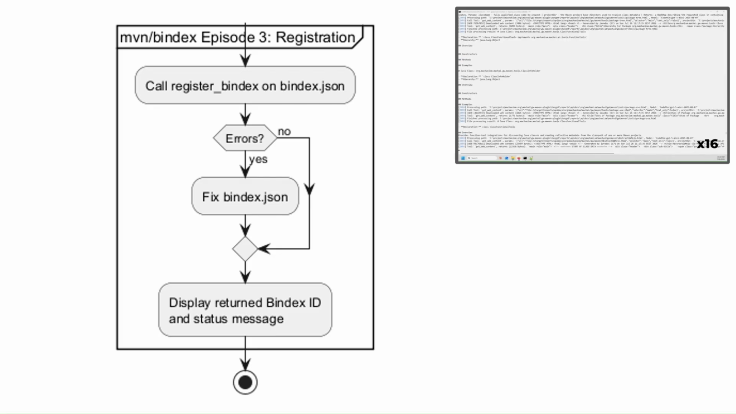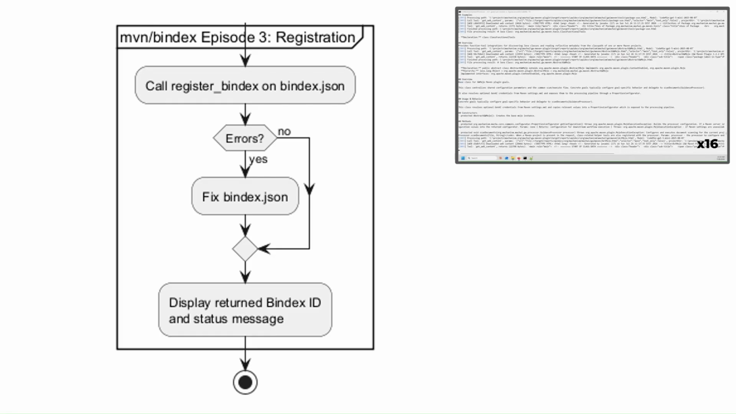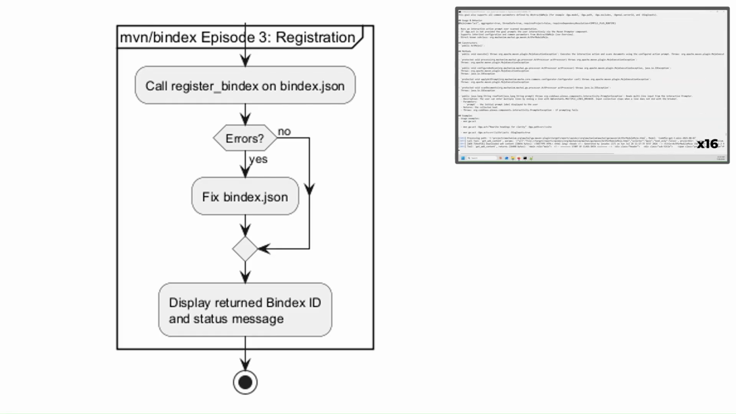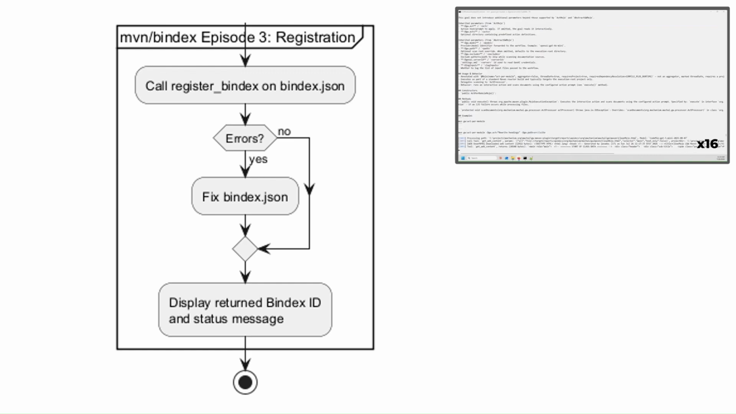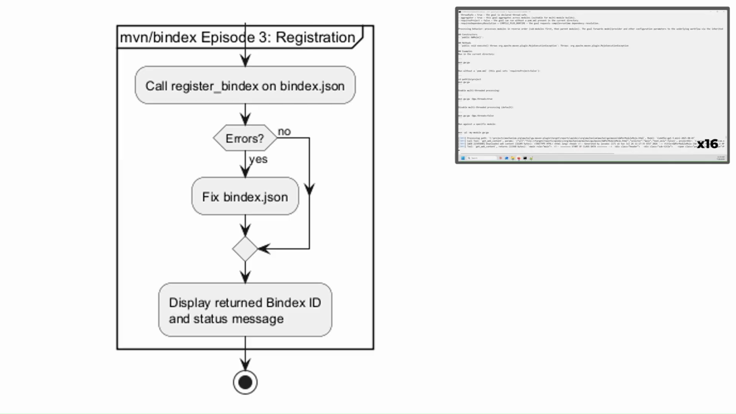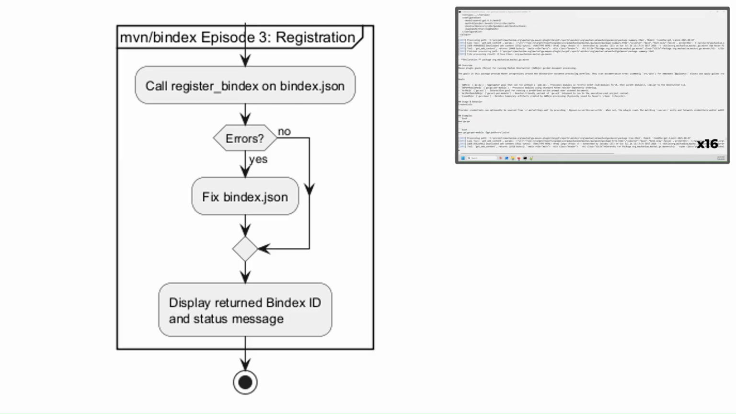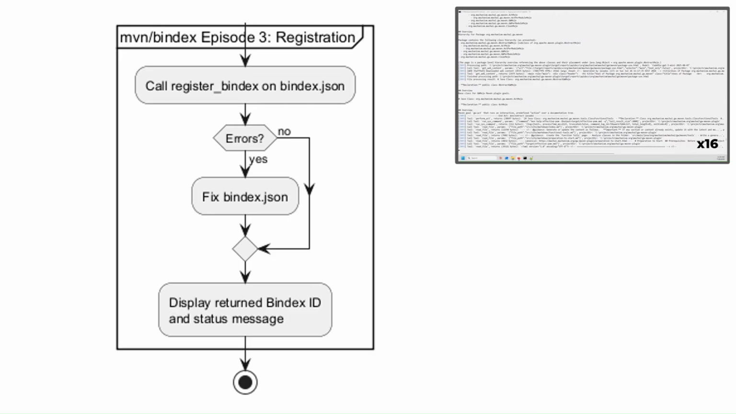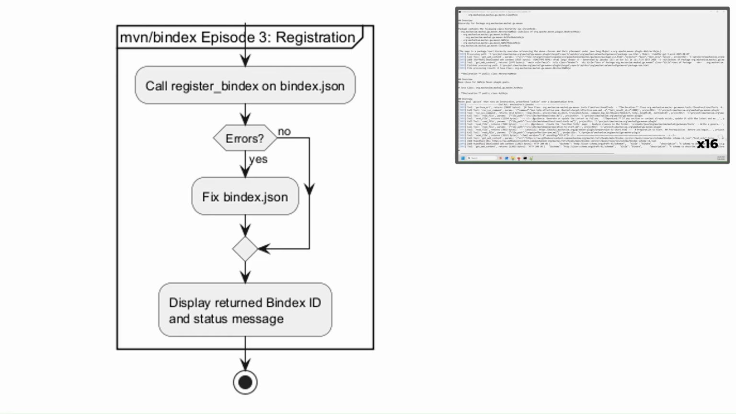We have reached the third and final episode of the creation flow. Registration. This is where our local, verified bindex.json contract becomes globally discoverable across the enterprise ecosystem. The pipeline automatically calls the register bindex tool, passing the validated manifest we generated in the previous step.